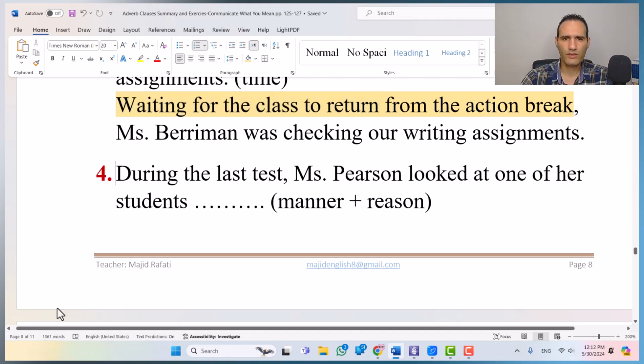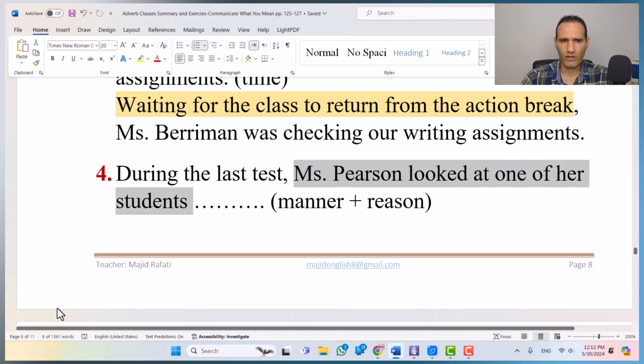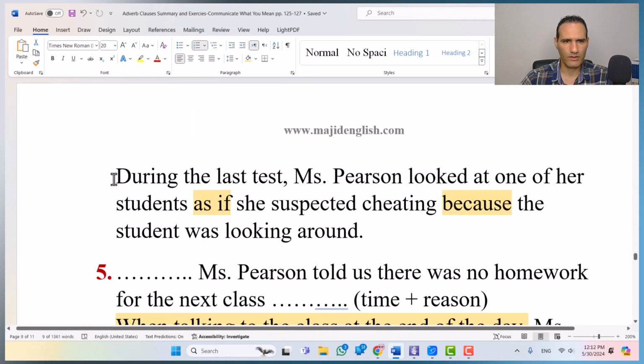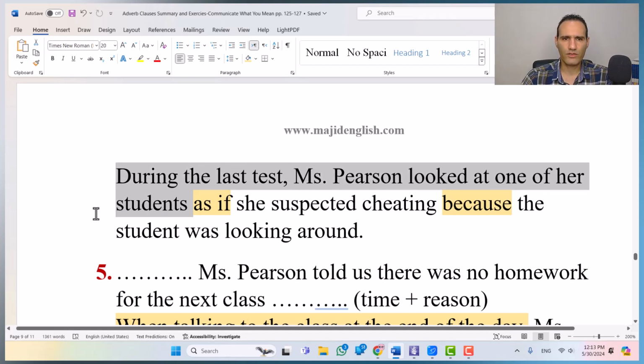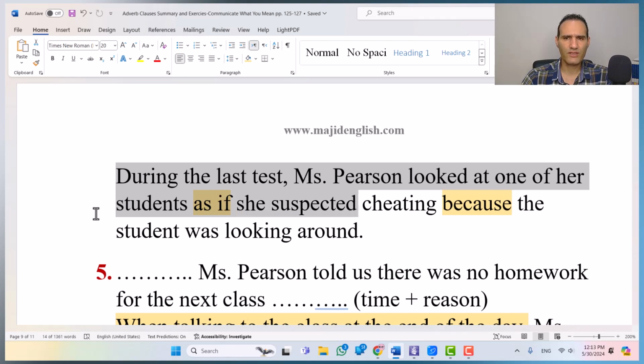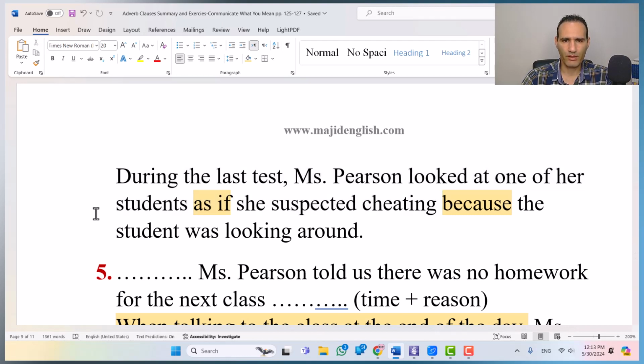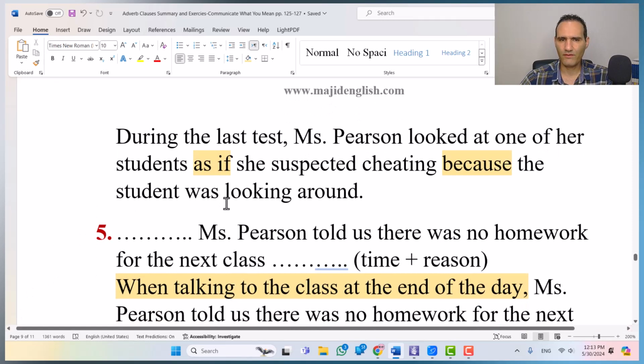Number 4. During the last test, Ms. Pearson looked at one of her students, manner and reason. Okay, let's see what happened here. During the last test, Ms. Pearson looked at one of her students as if she suspected cheating because the student was looking around for someone to give them the answer. So as if and because.